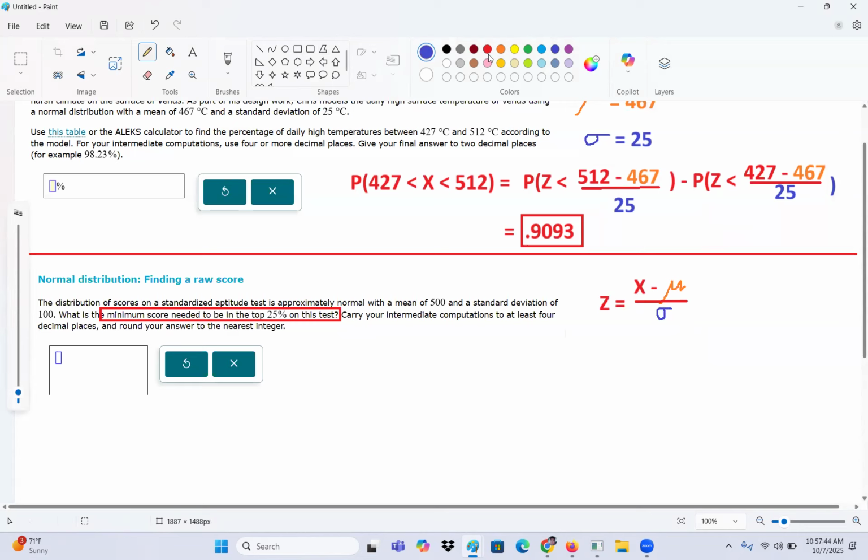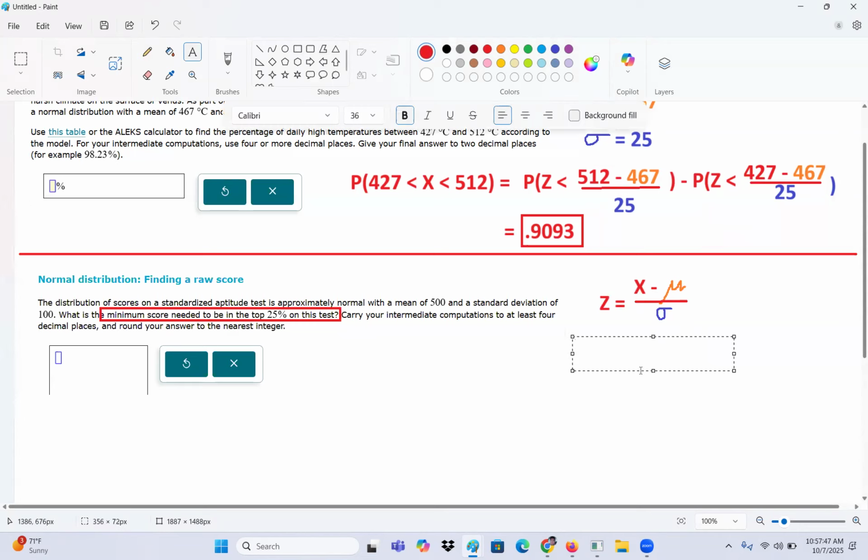So we can solve for x equal to the z times the standard deviation plus the mean.